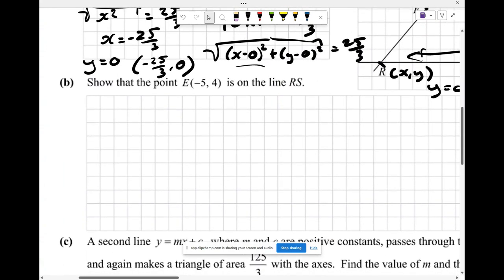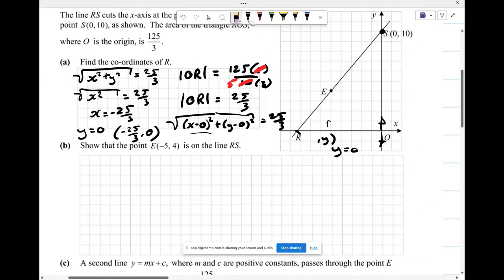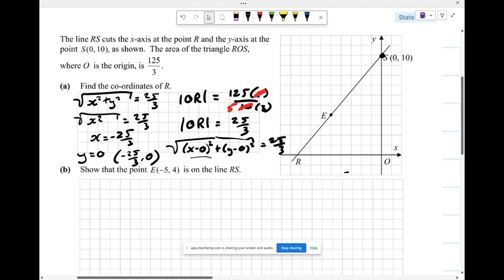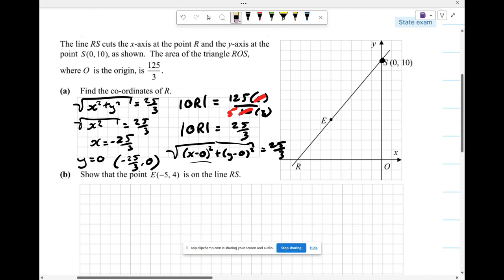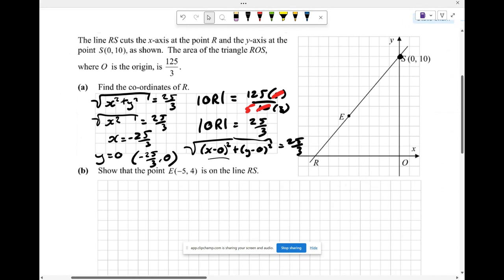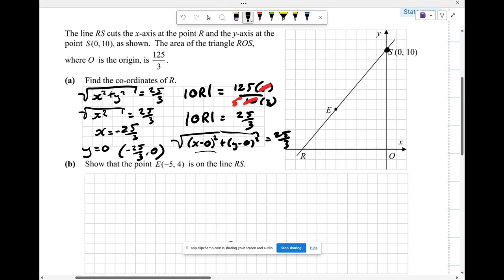Part 2, show the point E, minus 4, minus 5, 4 is on the line RS. Okay, so how are we going to do that? Basically, we know when we're subbing in points, we're going to sub it into the equation of the line and see that 0 equals 0. But here we don't have an equation for RS, but let's go ahead and find one. Basically, we have 2 points, and we can get the slope and then use the slope and the point, y minus y1 equals m times x minus x1. We could do that to find the equation of our line.